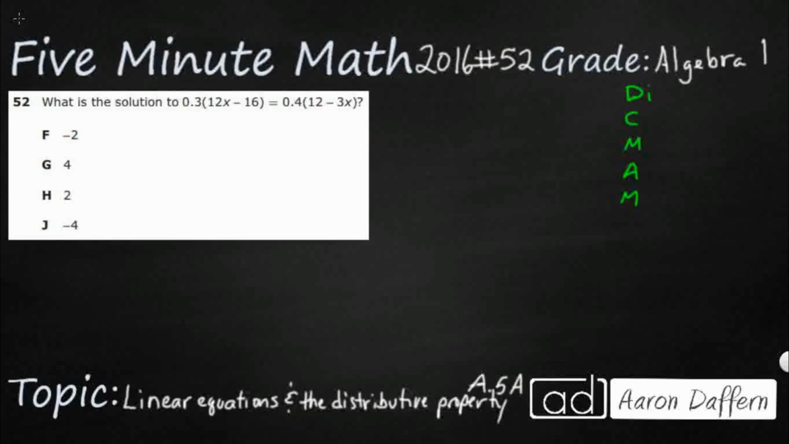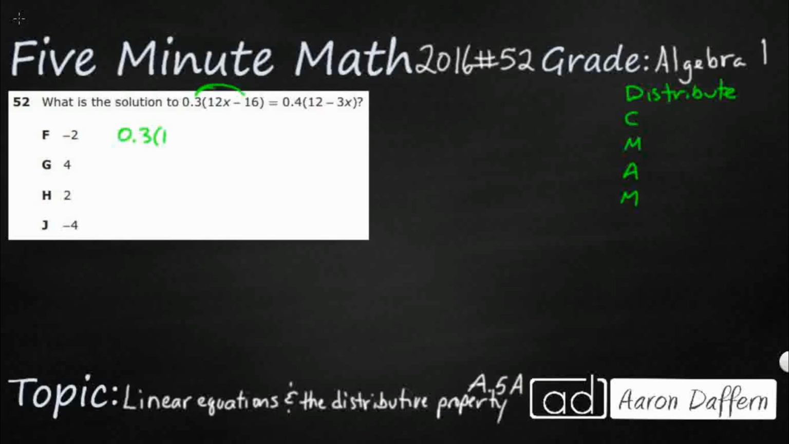The first step is going to be distribute. And we're going to notice that the x is inside these parentheses and it needs to be distributed on both sides. So let's rewrite this so that we can distribute this. What that means is that 0.3 needs to be multiplied to both the 12x and the negative 16. So we can rewrite it like this.